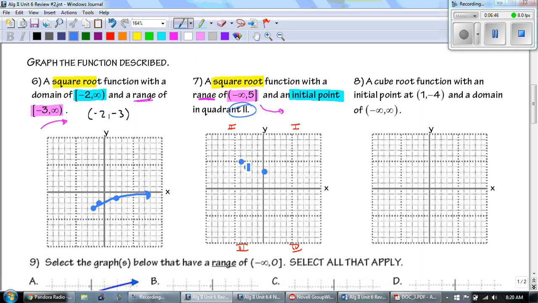Okay, and if you get something different from me, that's fine. The only thing, it has to be in this quadrant, and then it has to be on the 5 for the range. Okay, those are the only things that 100% have to be.